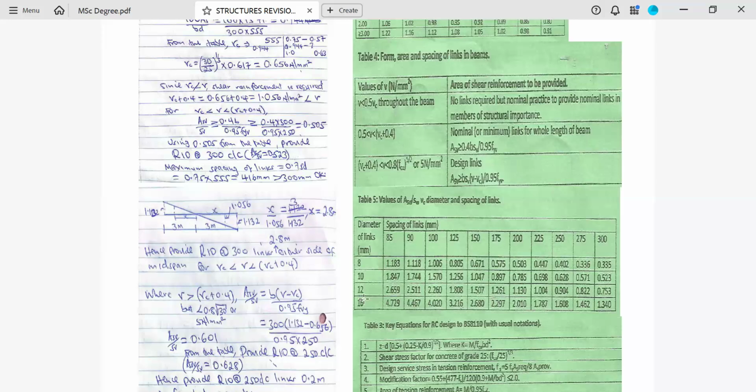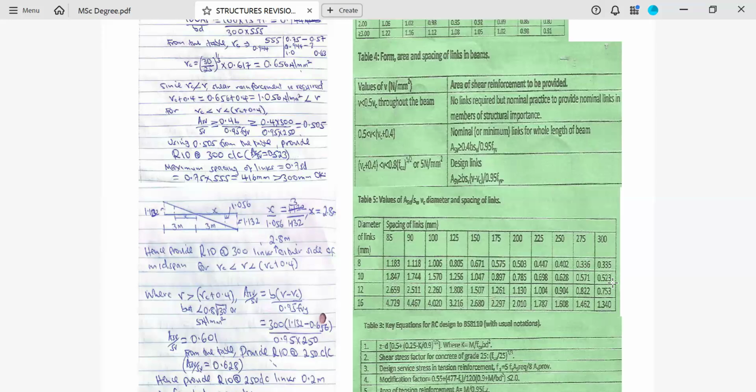Now you move along diameter, and then you also move along what? Spacing. Now we have 0.523. That intersection of 10 millimeter diameter and 300 center to center gives us the diameter and spacing of links. Then, the code requires that the maximum spacing of links should be a maximum of 0.75 effective depth D.